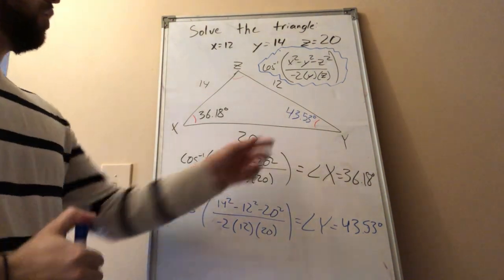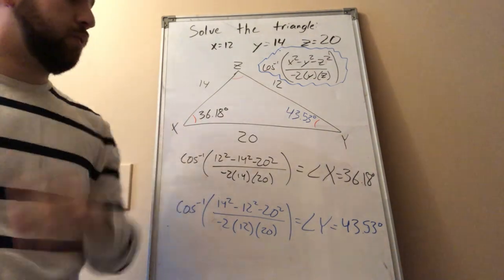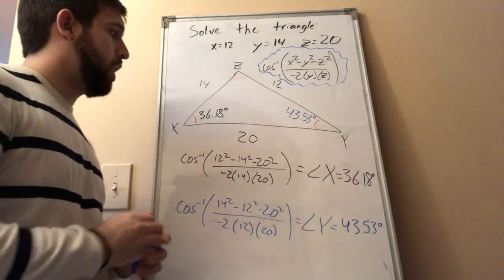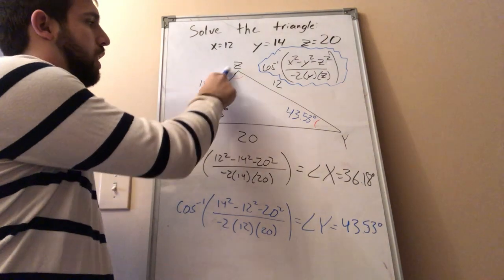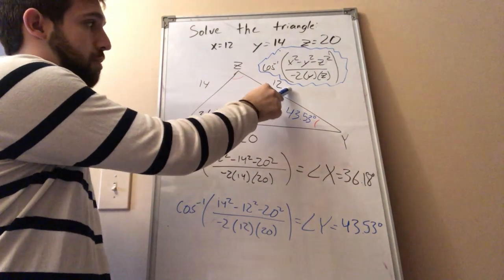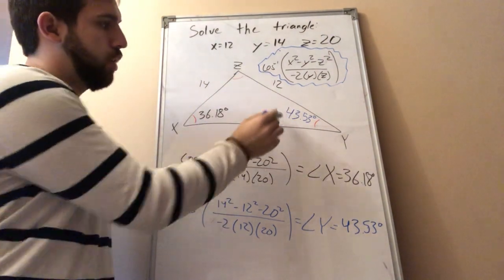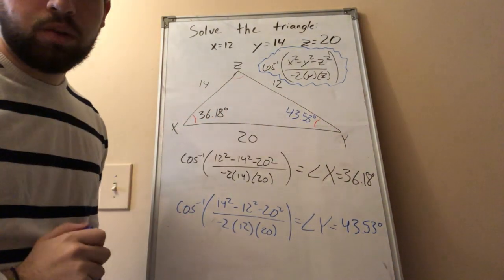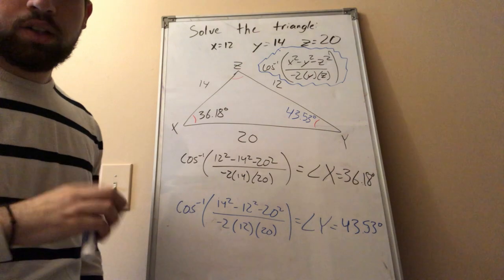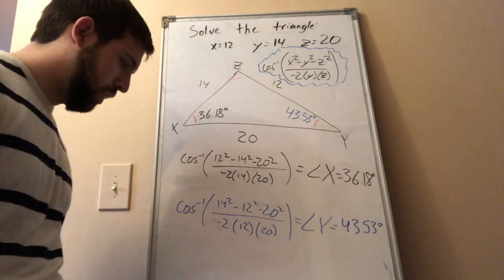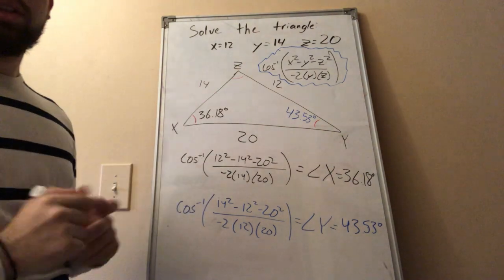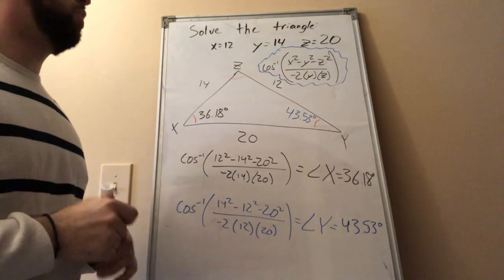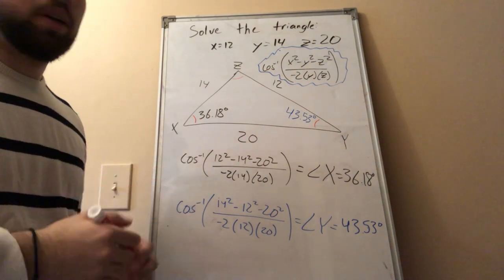And now I ask myself really quickly, does my answer make sense that I get 43.53? And if you look, my side length y is a little bit bigger than my side length x, so its corresponding angle should be bigger. So it does make sense that my angle y is bigger than my angle x. So we're good there.